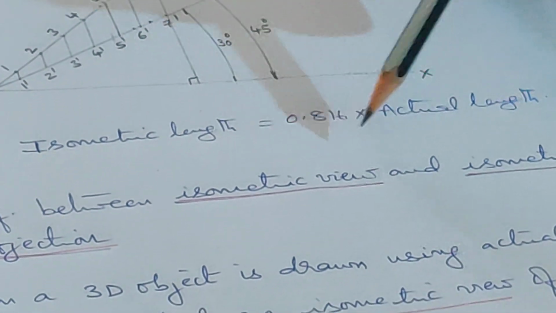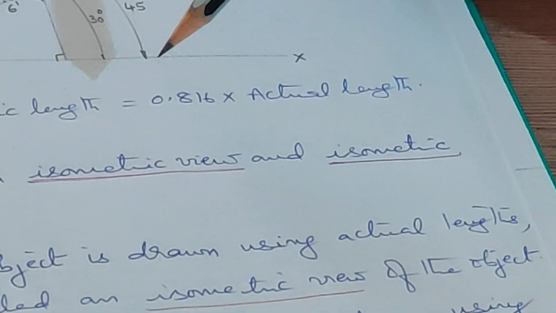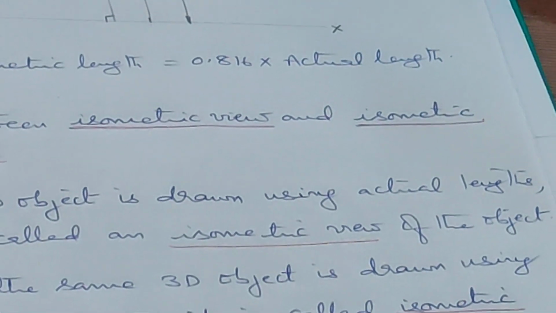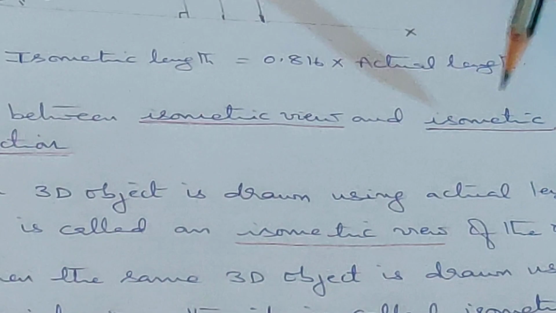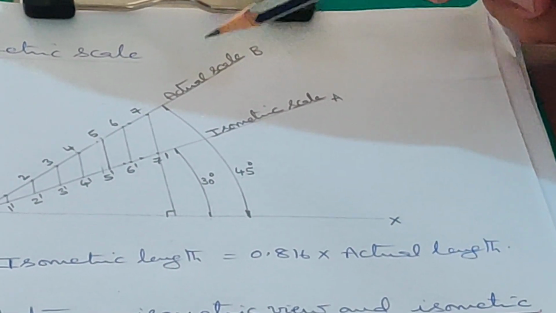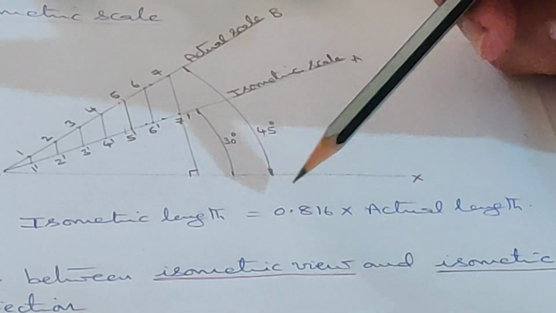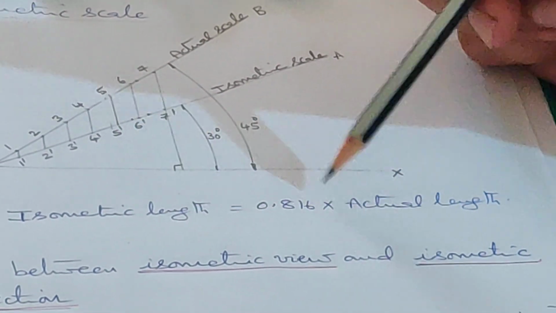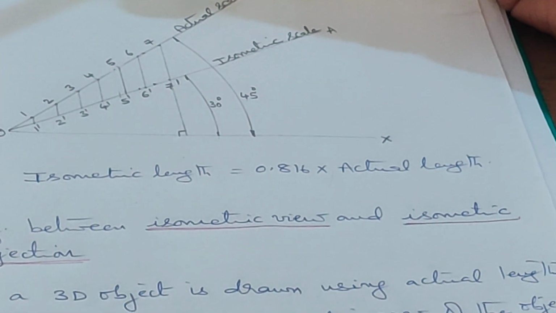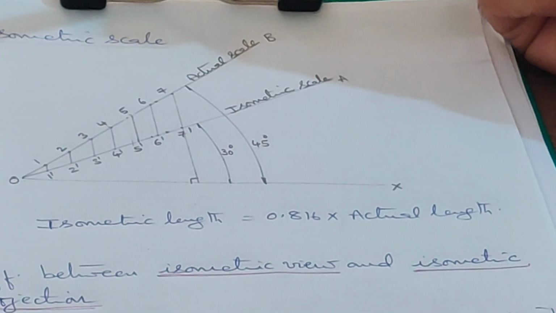This we will actually be using when you use Solid Edge. But when you are doing manual sketching, we will not be using this numerical relation. We will be using only the scale. Okay, you will see it when we take up the problems. But it is important that you remember this factor 0.816. You will use it when you do the drafting using Solid Edge.